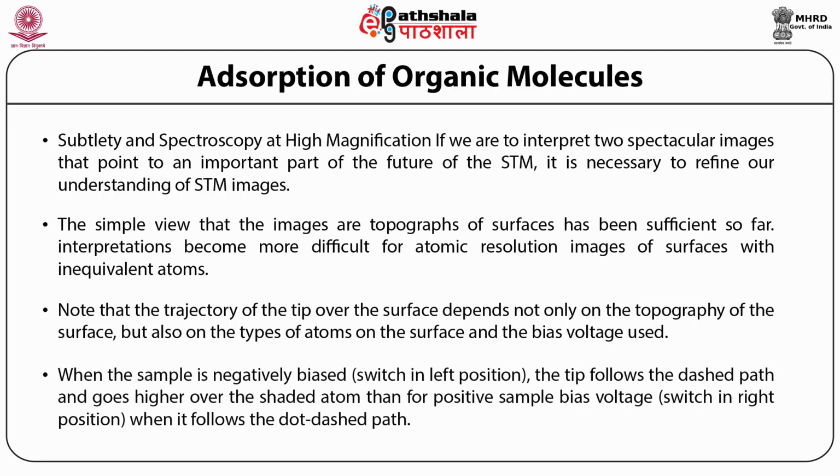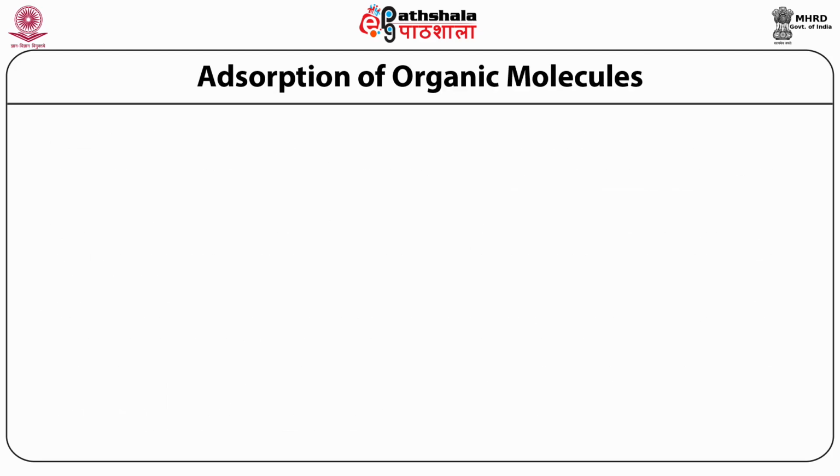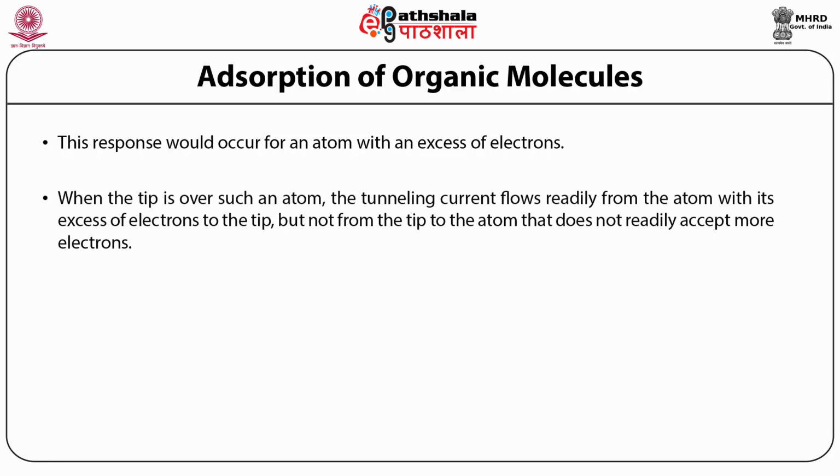Specifically, when the sample is negatively biased, switch in left position, the tip follows the dashed path and goes higher over the shaded atom than for the positive one. Then for the positive sample bias voltage, switch in right position, it follows the dot-dashed path. The response would occur for an atom with an excess of electrons. When the tip is over such an atom, the tunneling current flows readily from the atom with the excess of electrons to the tip, but not from the tip to the atom, which does not readily accept more electrons.